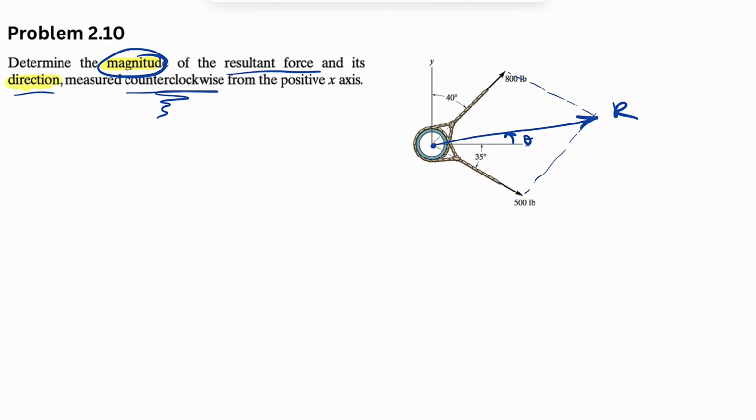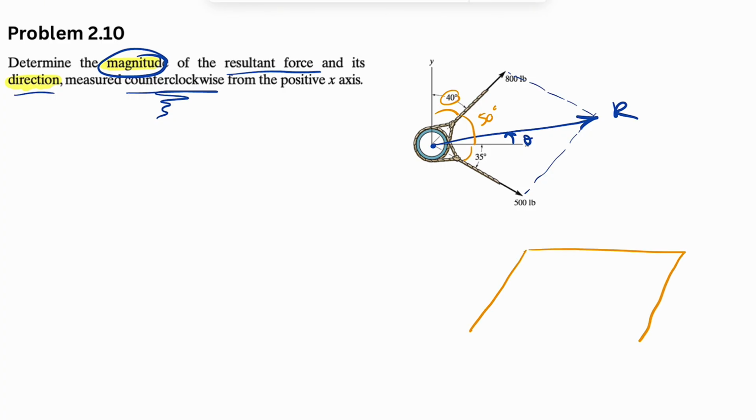All right, first of all, in this figure, we have this angle of 40 degrees. This is 35. And we know x and y are perpendicular to each other. So this is x and this is y, and we know this angle is 40 degrees, which means this angle here is 90 minus 40, or 50 degrees.